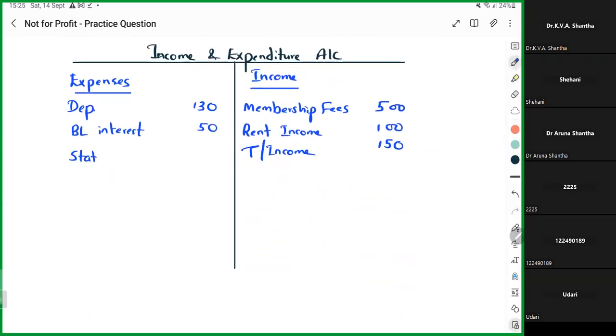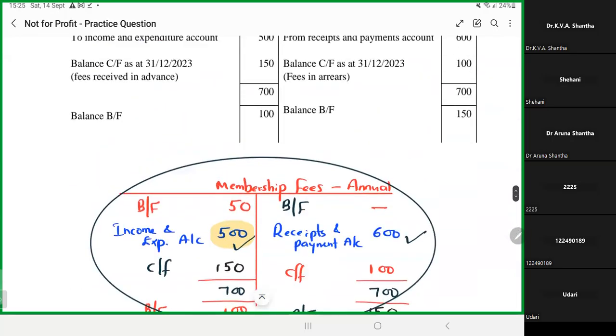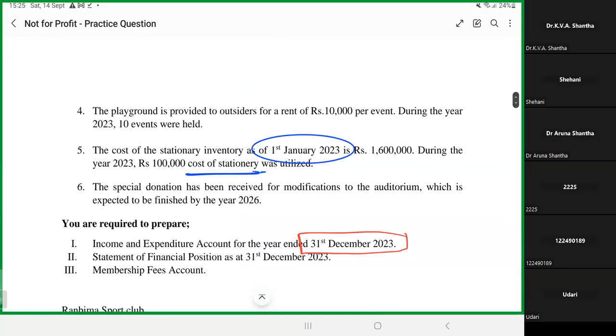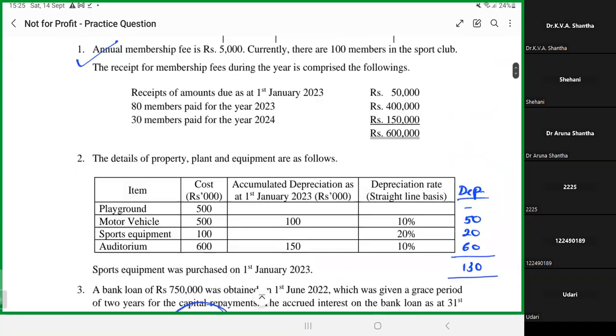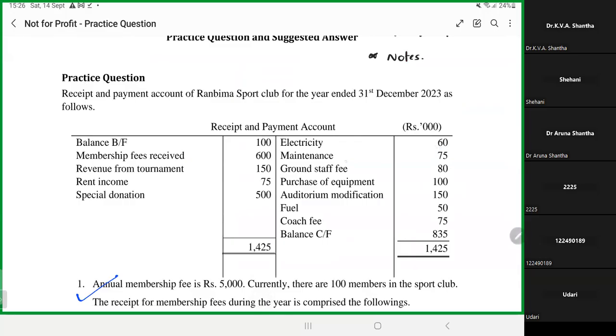Stationery should be 100. Right. Then donation we have taken. Now see the other expenses. Electricity 60, maintenance 75. Now those we have not taken. Ground staff fees 80. Electricity, maintenance, ground staff fees.